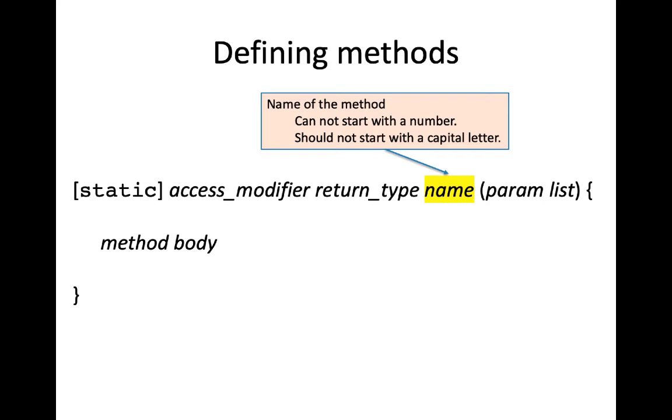In this class and for your code, until you have some brilliant reason to do otherwise, don't do it. All names for methods and variables should not start with capital letters. Only classes and interfaces should have names that start with capital letters.